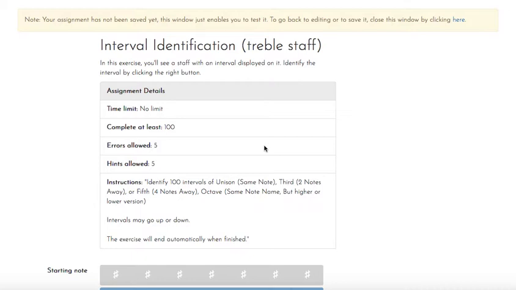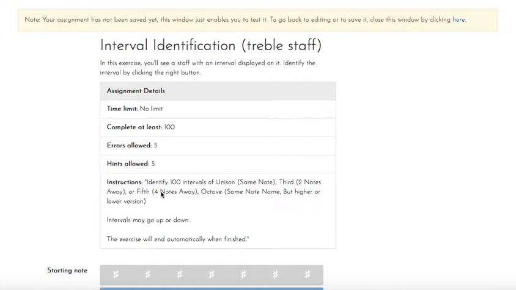And last time in level 1, we were talking about intervals that are a unison, which is the same note, a third, which is 2 notes away, a fifth, which is 4 notes away. We're adding to that an octave. An octave is where it goes to the next note of the same name.